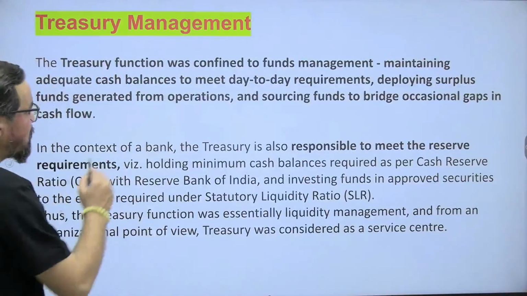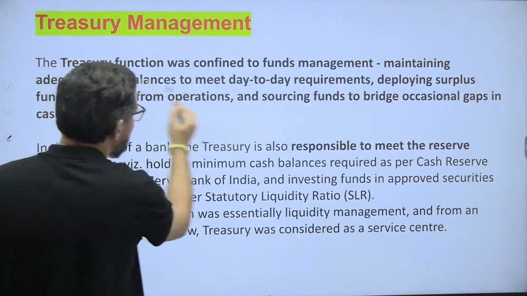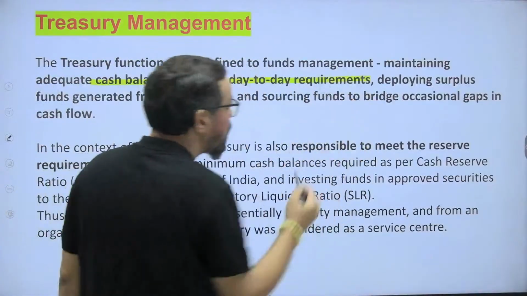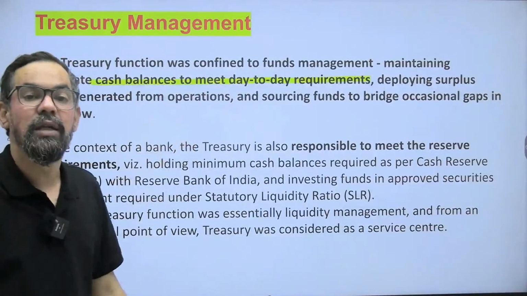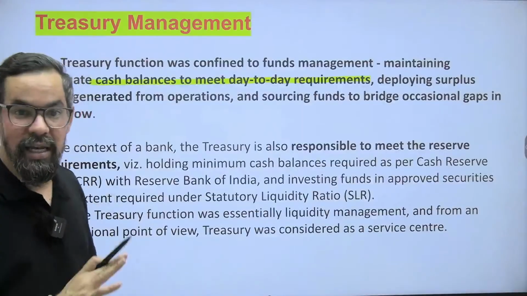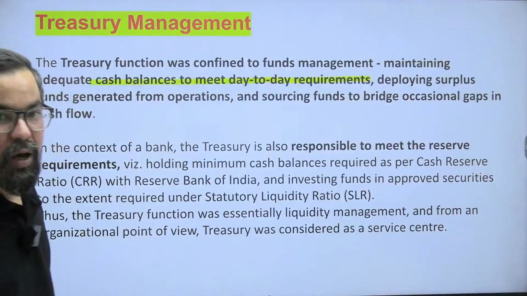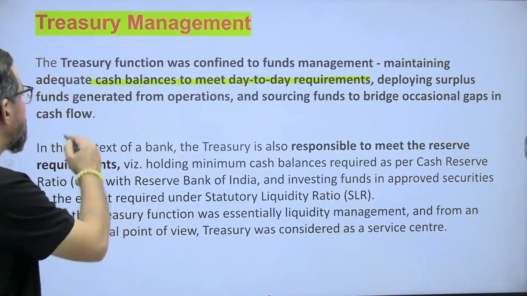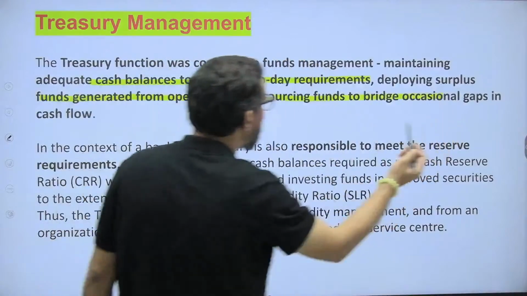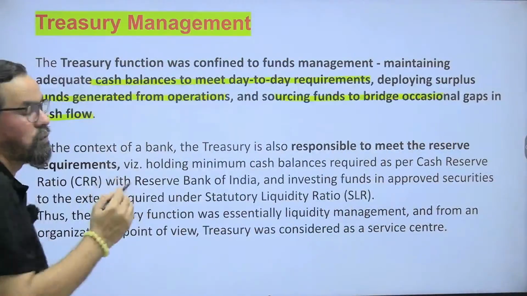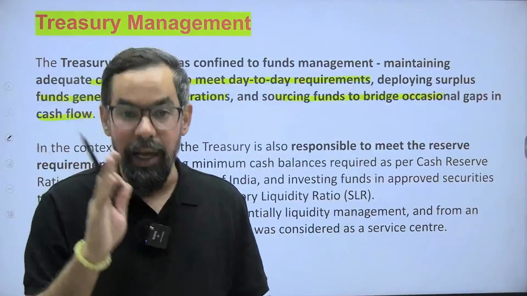So the treasury function was confined to the management and maintaining of adequate cash balances to meet day-to-day requirements. That means liquidity management is done by this, and even the management of CRR and SLR is taken care of by the treasury management itself. Deploying surplus funds generated from operations and sourcing funds to bridge the occasional gap in cash flows, or any sort of liquidity or ALM mismatch.